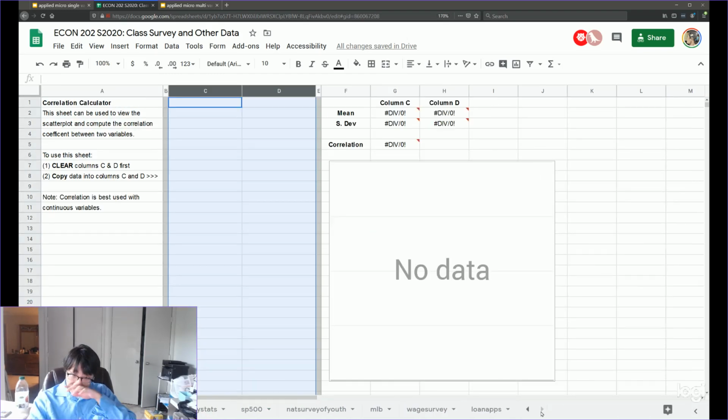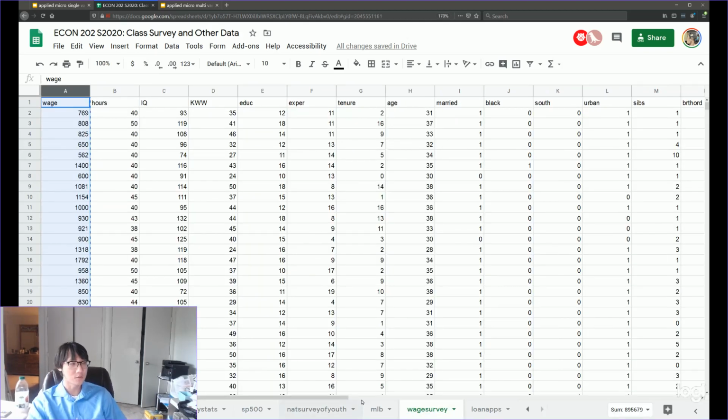For example, I'm going to go over here to this wage survey data. We're actually going to dispense with our class survey for a moment. Let's take a look at this wage survey data. As the name suggests, this is a survey of people's wages. Here we have two variables. We have IQ and we have the wage.